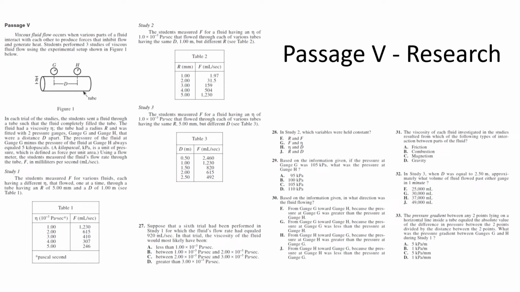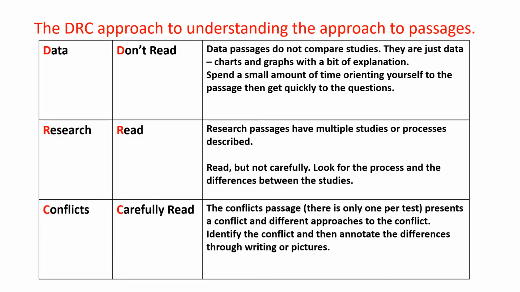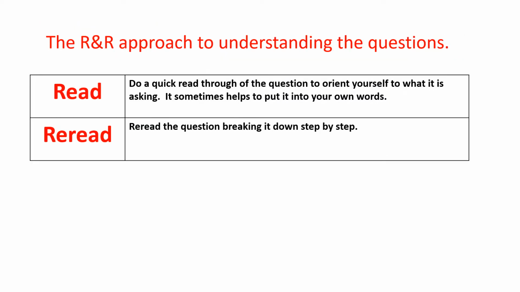This is passage 5. It's a research passage. We know it's research because it says study 1, study 2. So you're going to compare different studies. For research passages, you're going to read, not carefully read, but look for the process, the difference between the studies. We're going to use the R and R approach to questions. You're going to read and then we're going to reread together and work the questions.